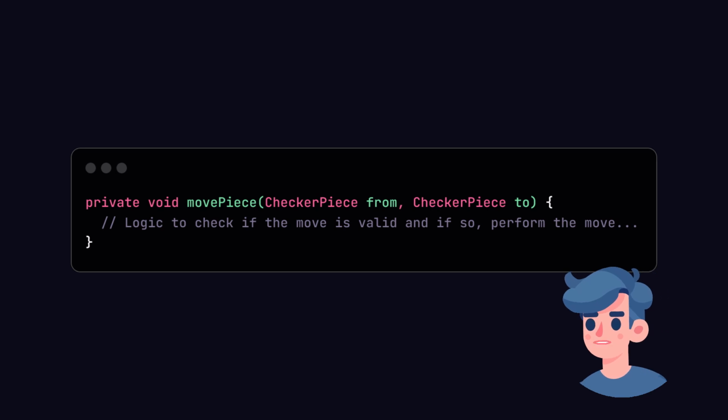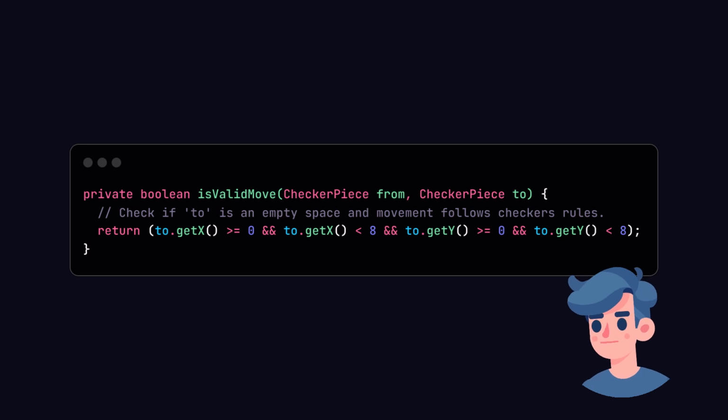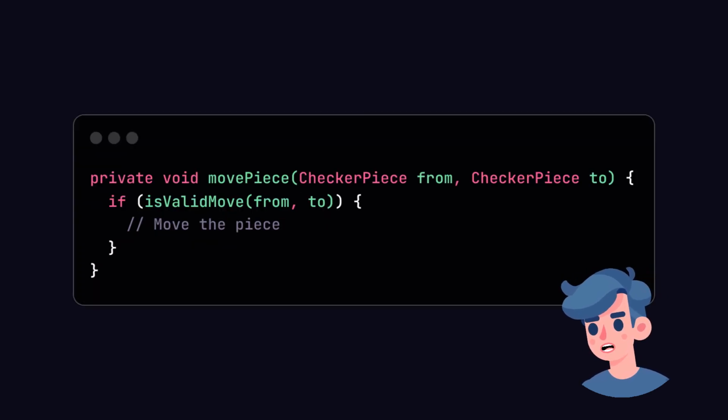Next, we need to implement the movePiece method, which will handle the logic for moving a checker piece. To validate a move, we need to ensure that the target square is empty and that the movement follows the rules of checkers. Let's implement a check for that. Now let's modify the movePiece method to utilize this validation.